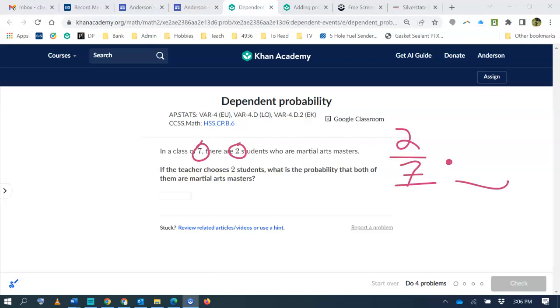Now, if we chose that martial arts master, how many are left? There's only 1 left, right? And out of how many students are left? Well, we took out 1 from 7, therefore we have 6 left over. Now we do some math. 2 times 1 is 2. 7 times 6 is 42. We could simplify this fraction and we get 1 over 21.